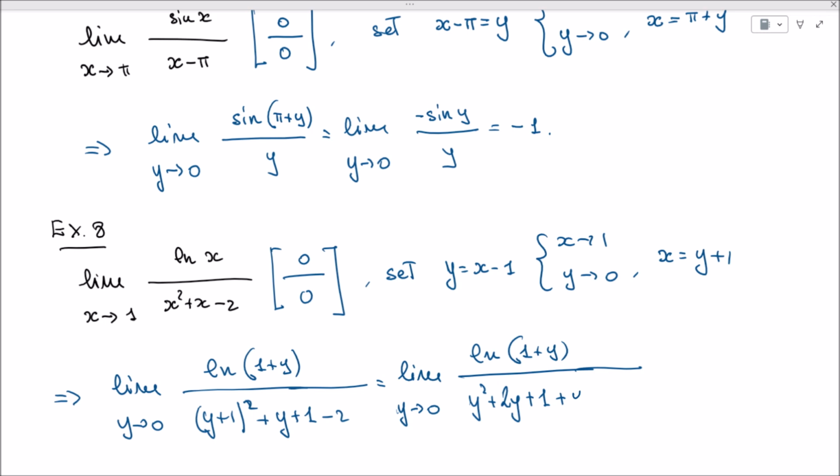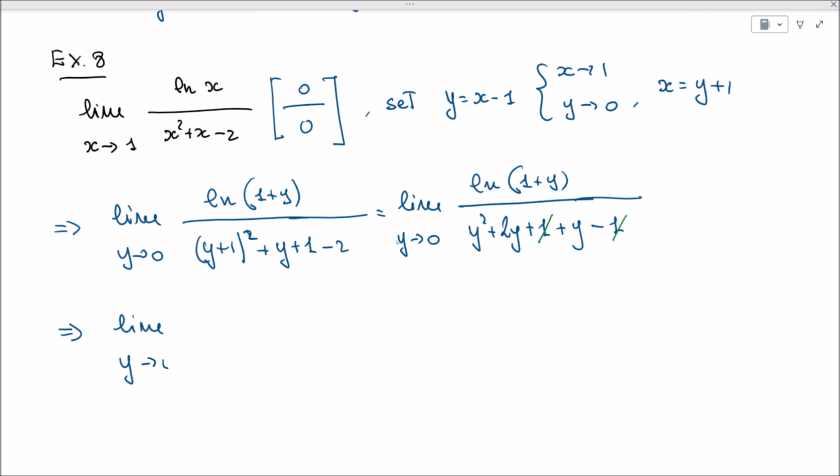So we have the limit as y goes to 0 of the logarithm of 1 plus y divided by y squared plus 3y. And by just using one of the regular tricks, we see that this can be immediately rewritten as logarithm of 1 plus y, and if we factor out y, we have just y here, and we have y plus 3.